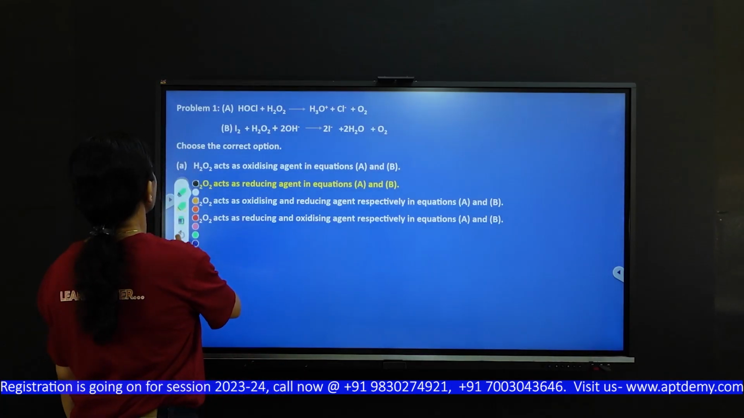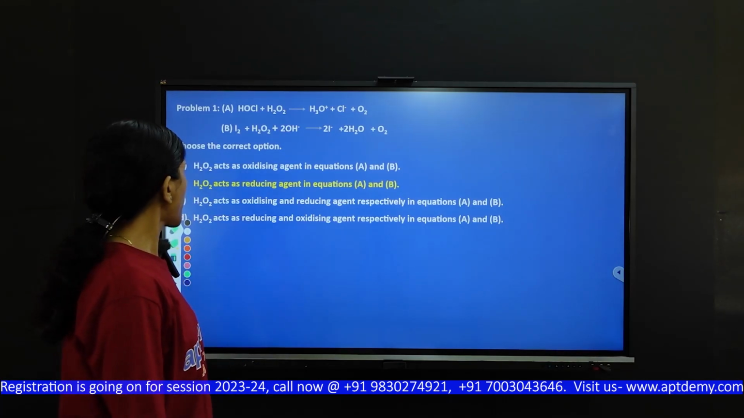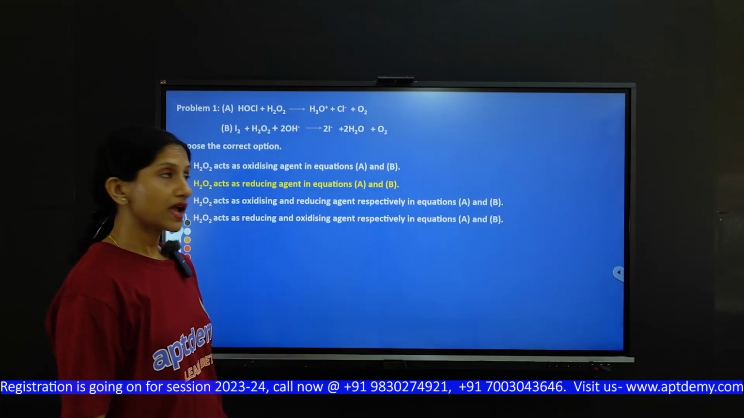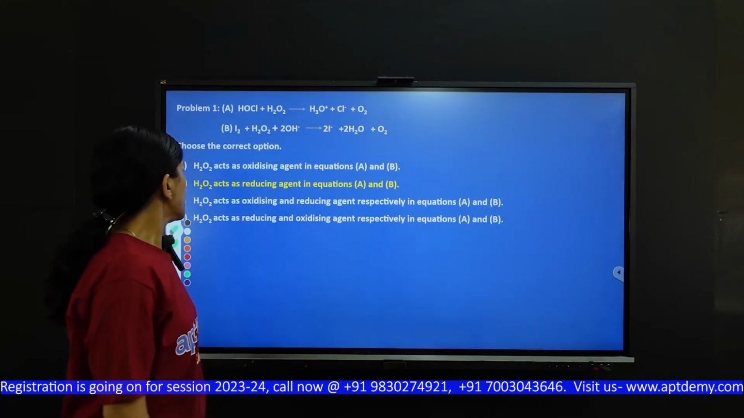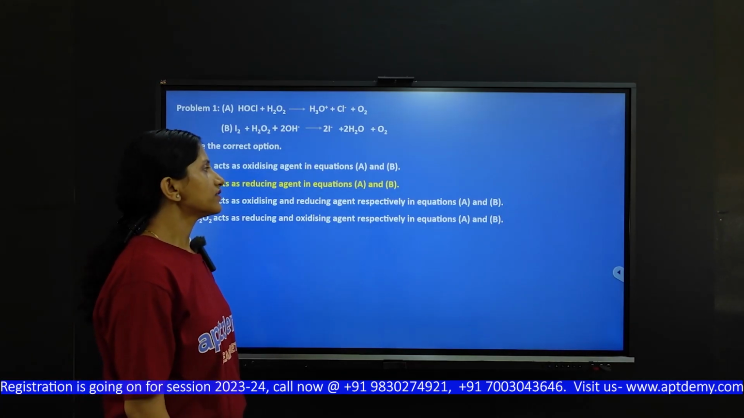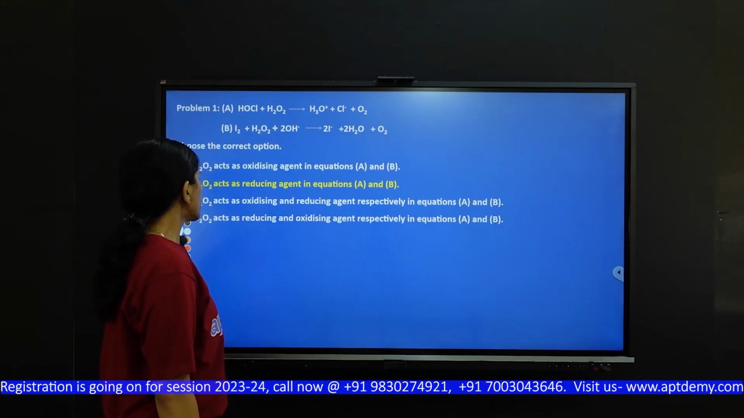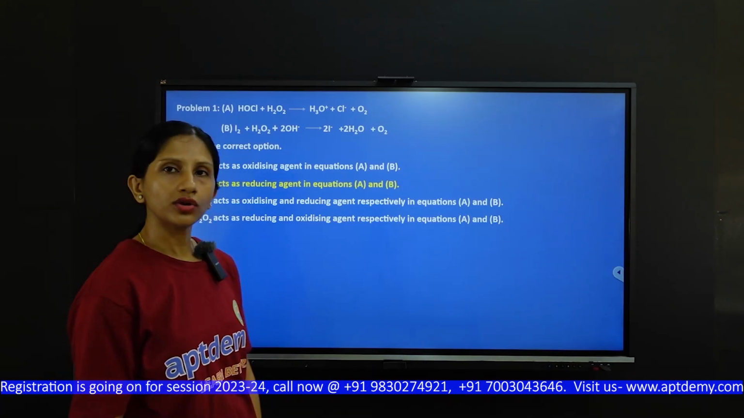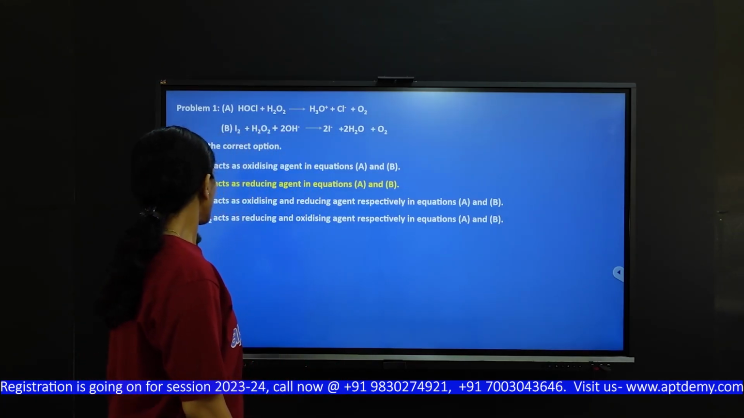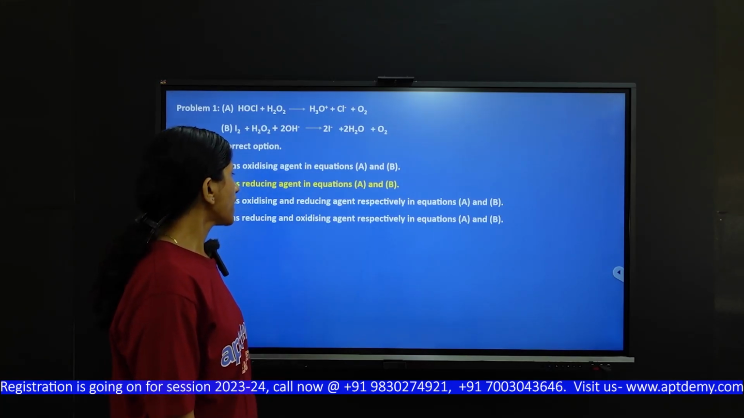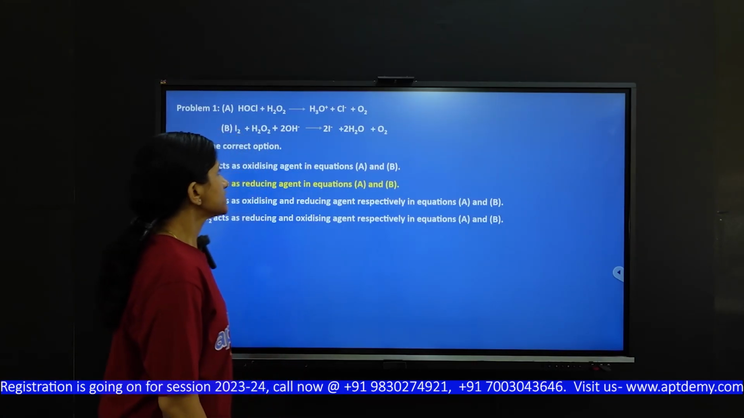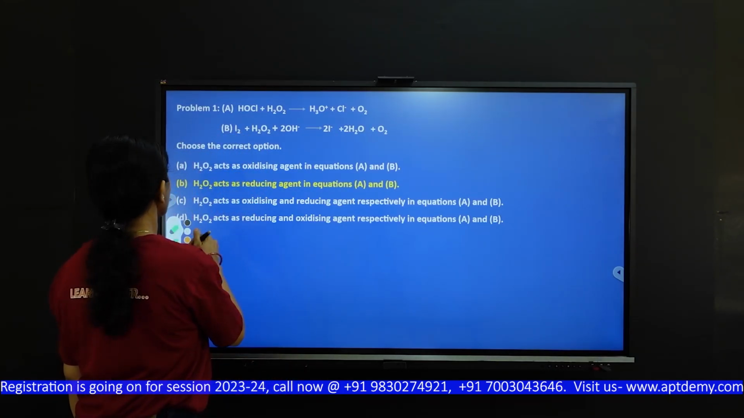Option A says that H2O2 acts as an oxidizing agent in equations A and B. You can see the equations here. Option B says H2O2 acts as a reducing agent in equations A and B. Option C says H2O2 acts as an oxidizing and reducing agent respectively in equations A and B, and option D says H2O2 acts as a reducing and oxidizing agent respectively in equations A and B.